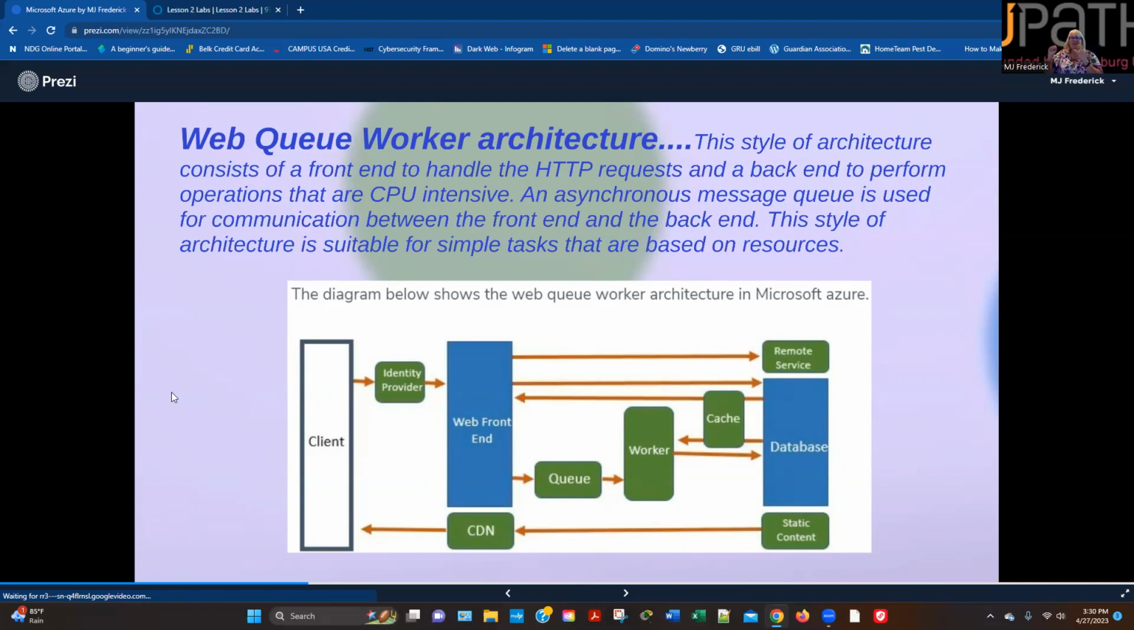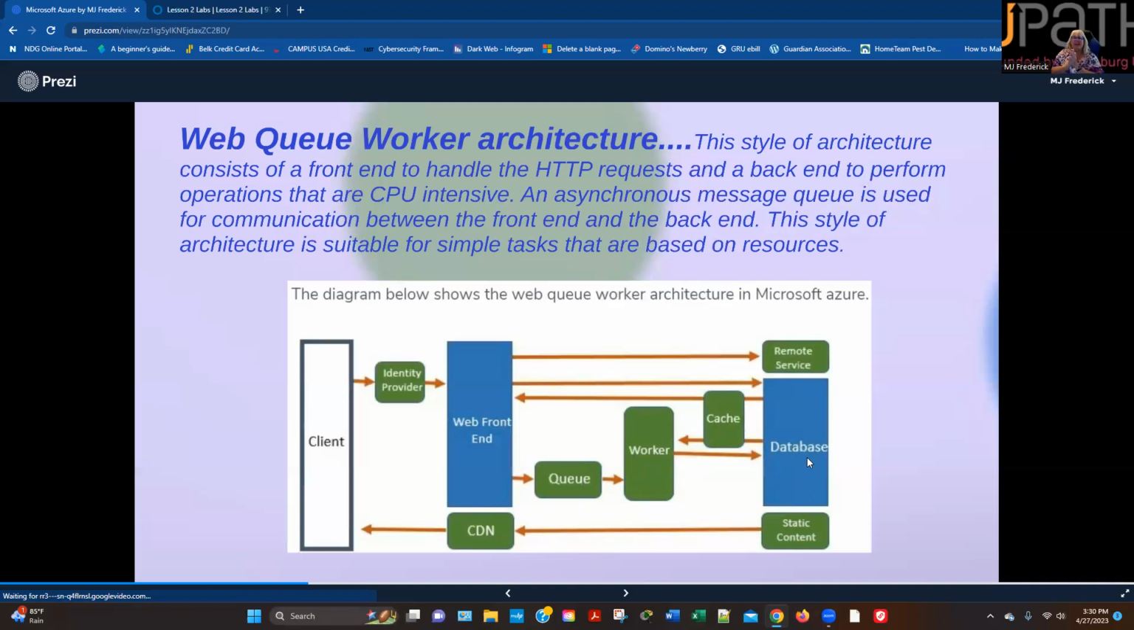This makes it easier and is much more suitable when you have simpler tasks based on these types of resources. You see here's our client, the identity provider, here's our web front end, our content, queuing, worker, and cache, because the cache stores that information so you don't have to go grab it every time. So you could have static content, and then remote services and your database, which gives everybody what they need within a specific time.